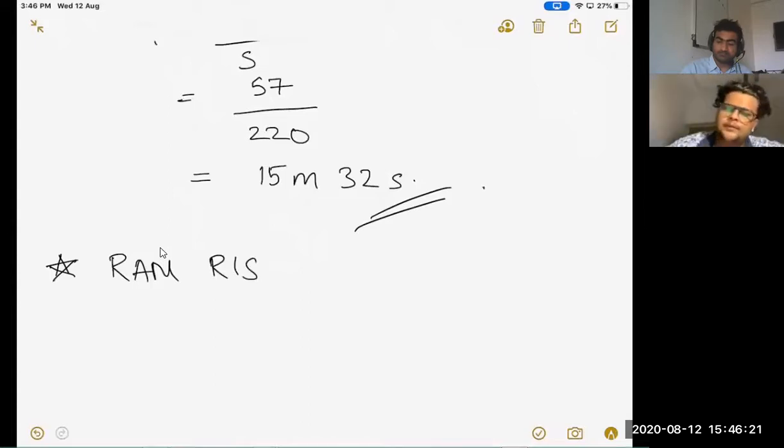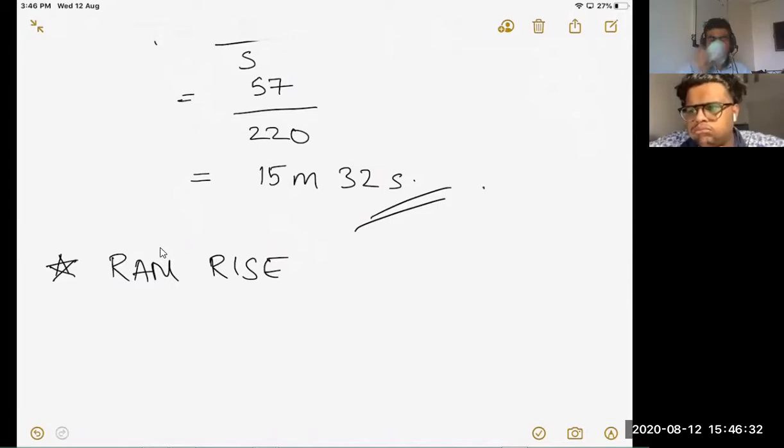Can you recall? Ram rise. Ram air is a term when your aircraft is moving like this, it feels as if a lot of strong wind is blowing on the face or in the opposite direction of your flight. This air is known as ram air, due to the relative airflow.